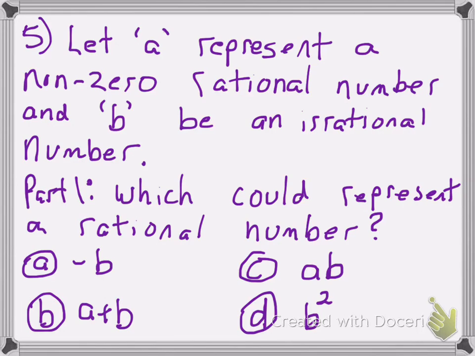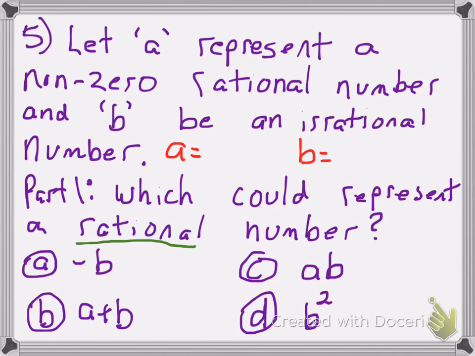Let A represent a non-zero rational number and B be an irrational number. Now there's 2 parts to this question. I'm going to go over the first part with you. Which could represent a rational number? A rational number. Okay? Rational means you can count it. Okay? Let's count that rational number. Well, we got to find A and B. And I'm going to tell you which ones I would define them as.